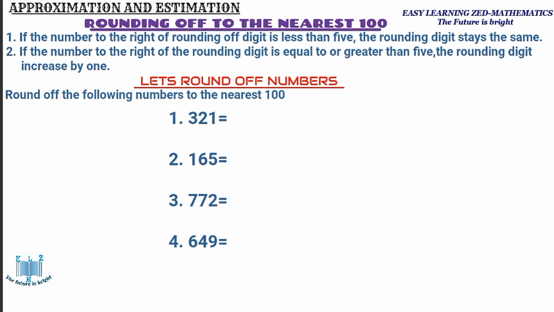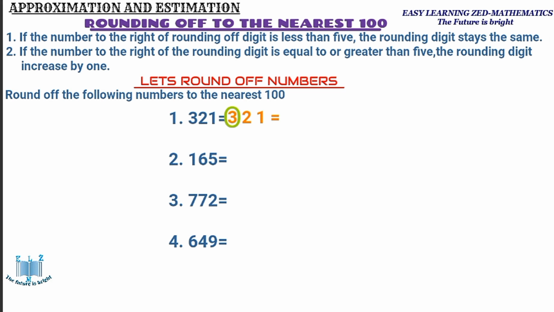So what we're going to do is write it there. Once I've written it there, I'm going to identify my rounding digit. Which number am I going to round off? The number I'm going to round off is the number which has the place value of hundreds. In 321, the digit which has the place value of hundreds is 3. So I'm going to round off 3.